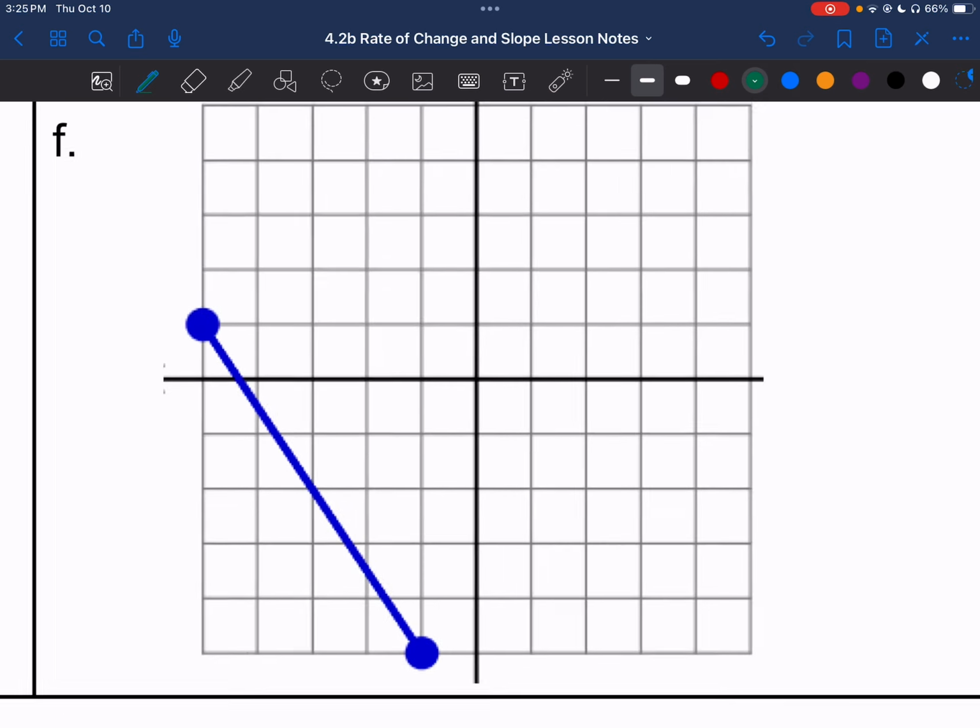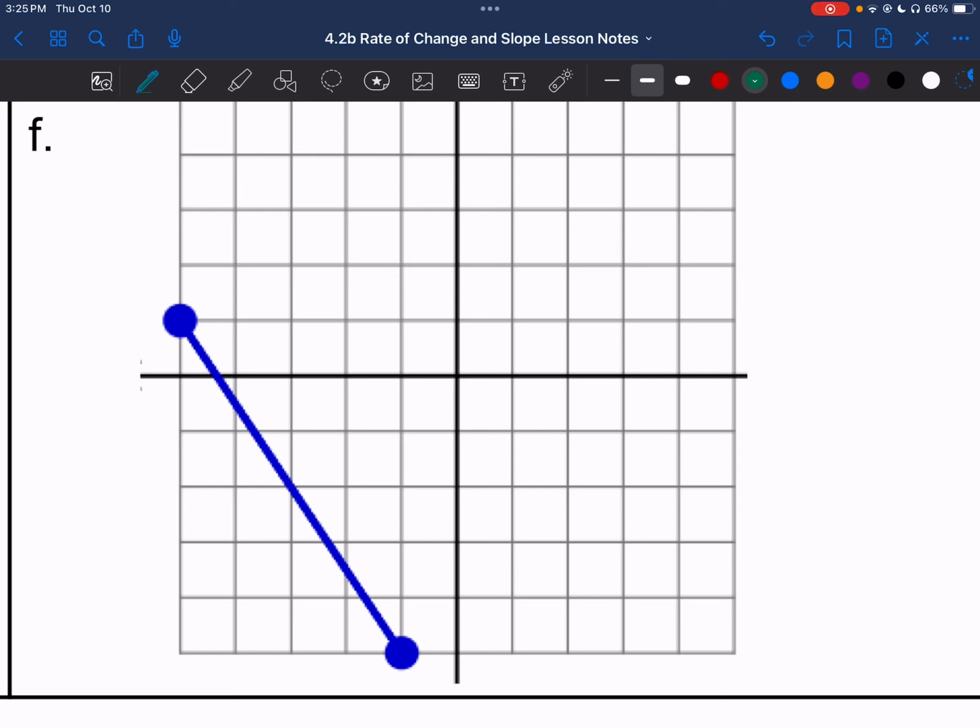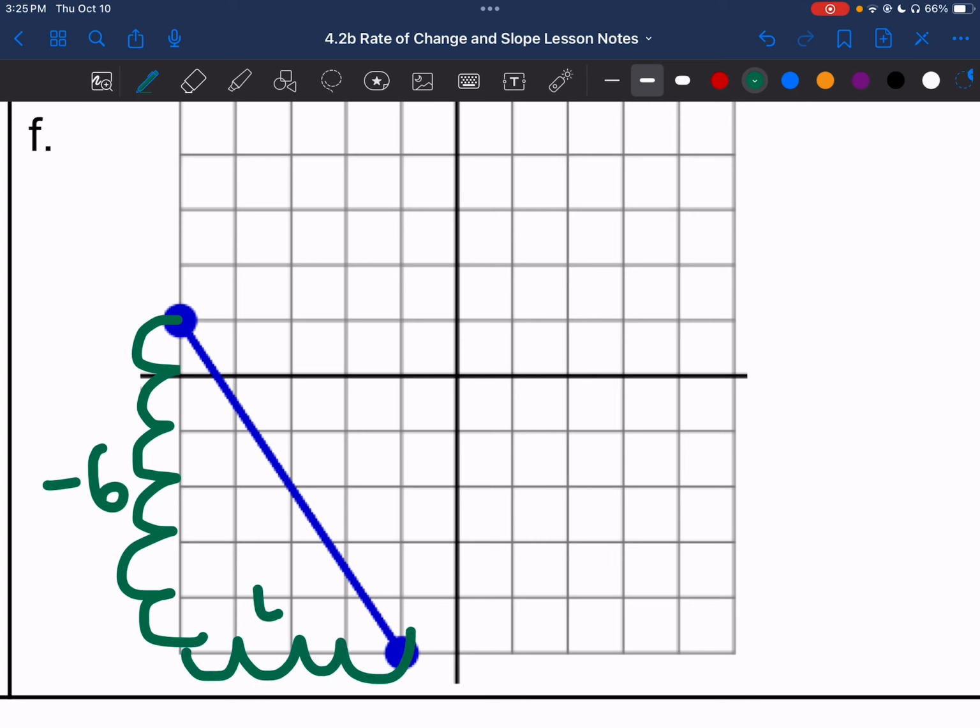Letter F. We're going down, so it's going to be a negative 1, 2, 3, 4, 5, 6. We're going to go to the right 1, 2, 3, 4. And so negative 6 over 4, that is going to reduce to negative 3 over 2.